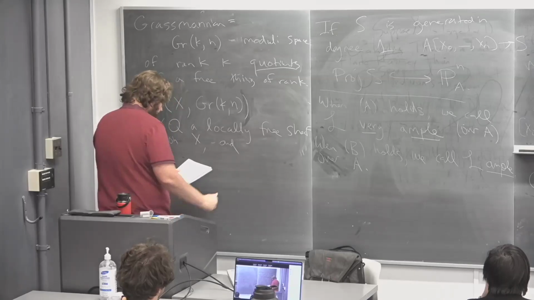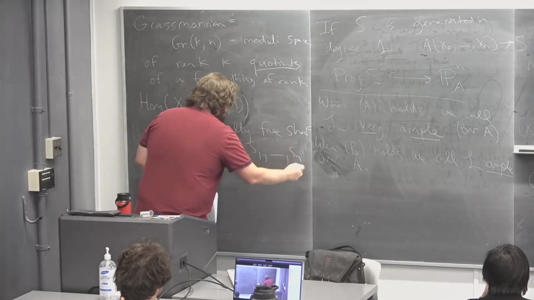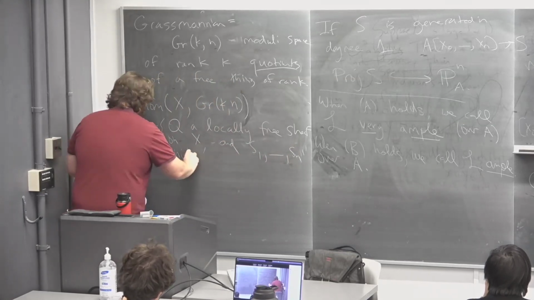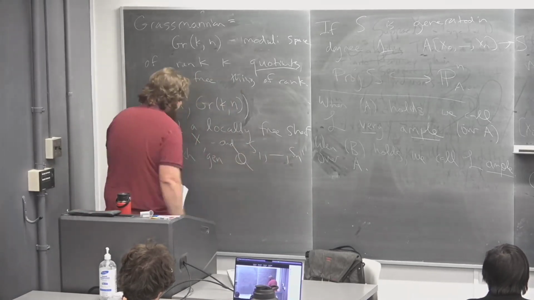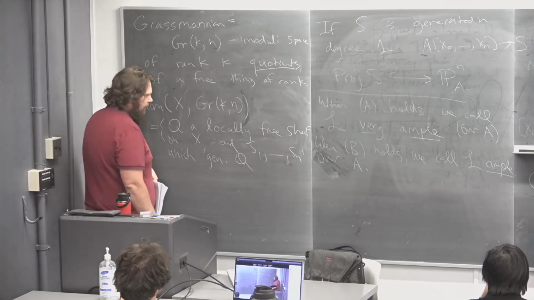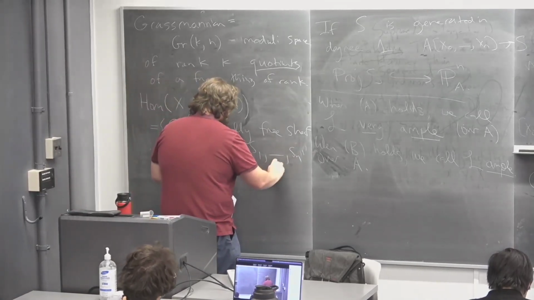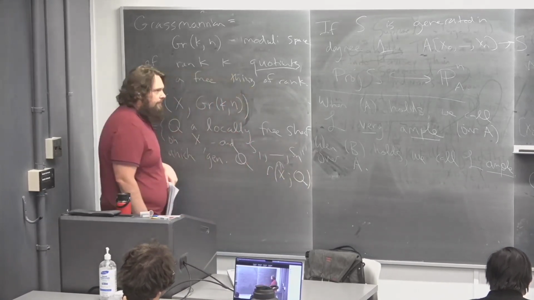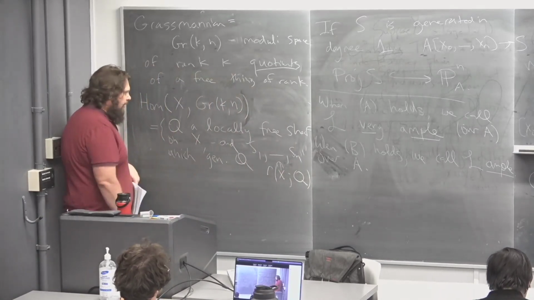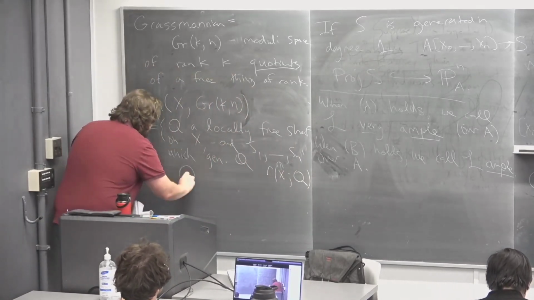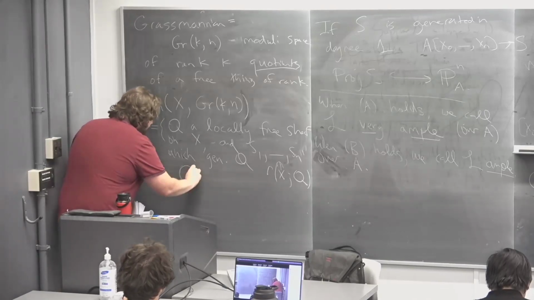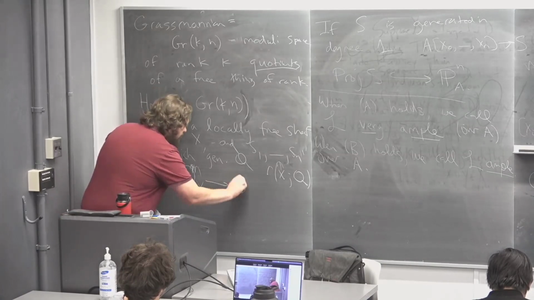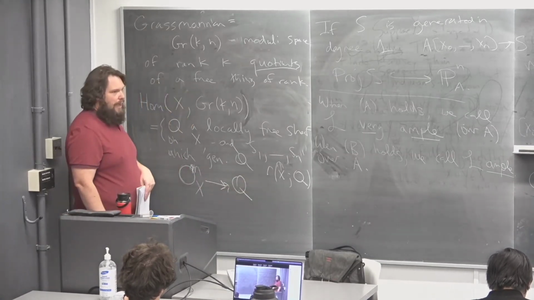and sections s_1 up through s_n, which generate Q. These are going to be sections on X. There's a sort of slightly nicer way to think about this, which is I can think of these n sections as giving me a map from O_X direct sum n times to Q, and I'm requiring that this map be surjective.